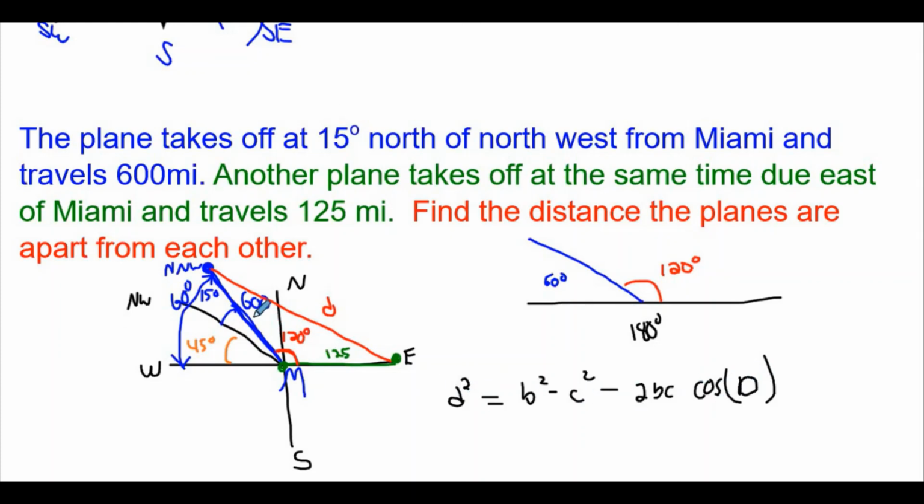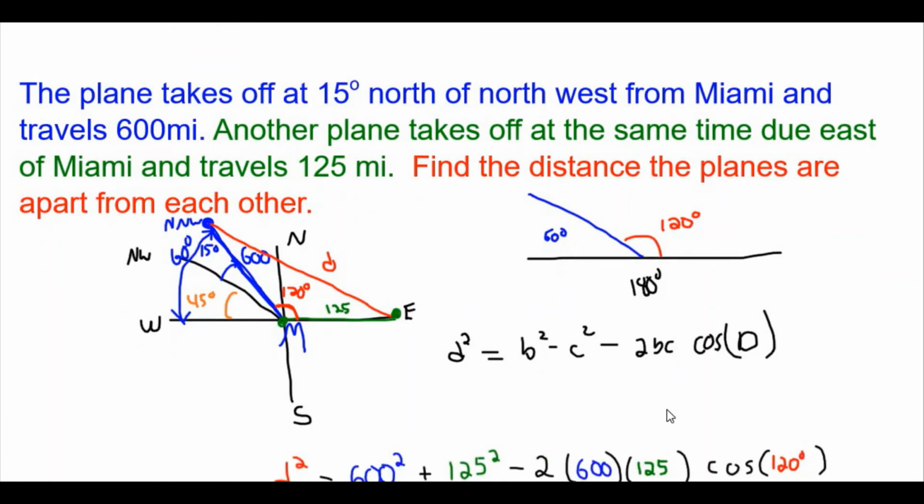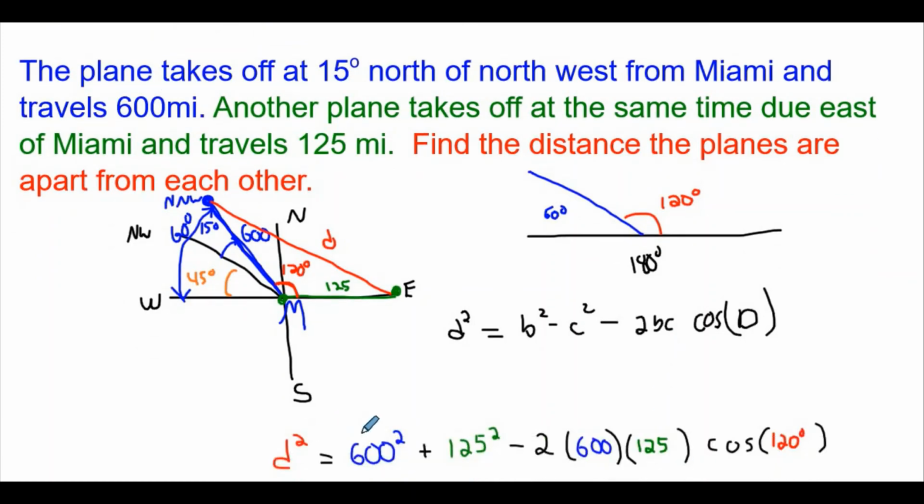And so what I'm going to do is just plug in these numbers I see, right? So the distance is what I'm finding. The angle is 120, so this would be 120. Either one of these sides, it doesn't matter. I did this one first, so we would put 600 here, and we would put 125 there, and then these two would be 600 and 125. So I already did that here, all nice and color-coded. D squared is equal to 600 squared plus 125 squared minus 2 times 600 times 125 cosine of 120.